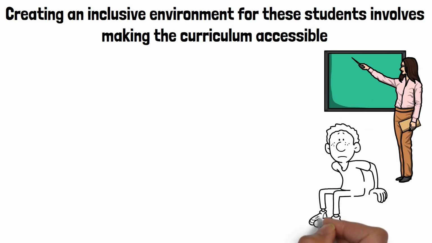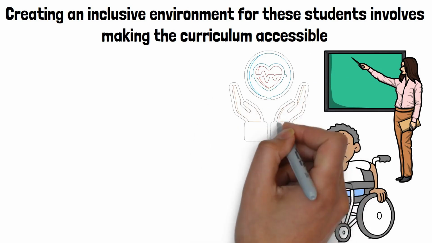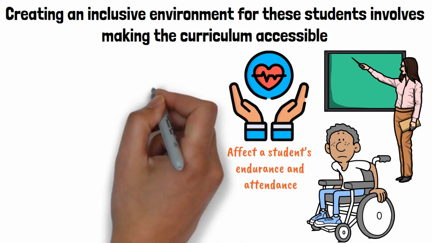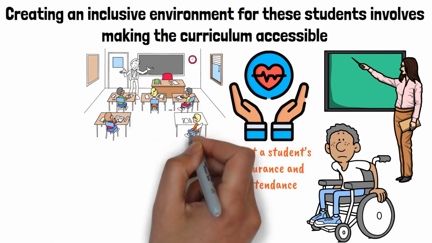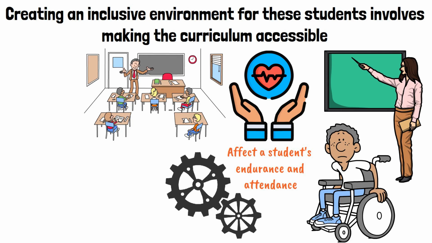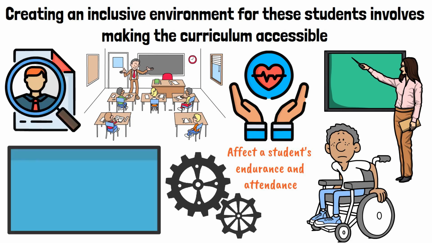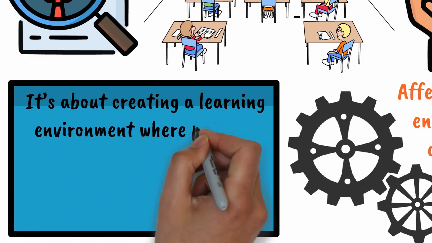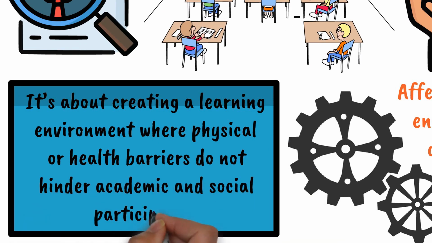Physical disabilities and health impairments can range from mobility challenges to chronic health conditions that affect a student's endurance and attendance. Inclusion in this context means adapting the physical classroom layout, providing assistive technology, and possibly adjusting the curriculum to accommodate these students' needs. It's about creating a learning environment where physical or health barriers do not hinder academic and social participation.